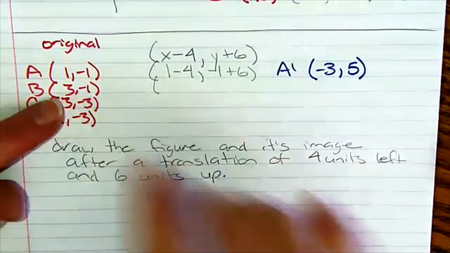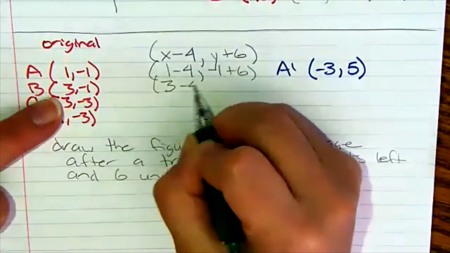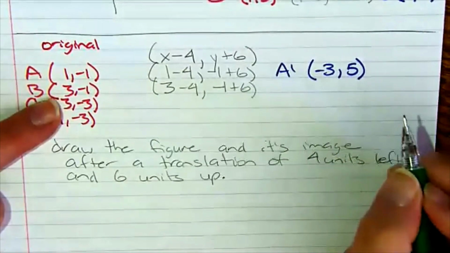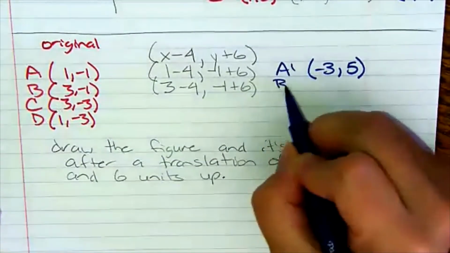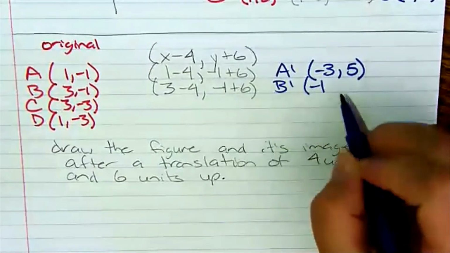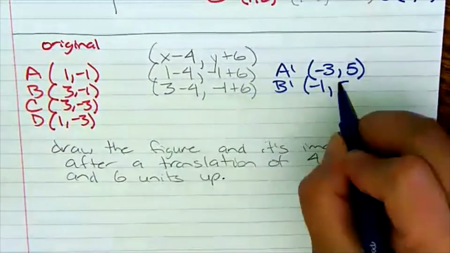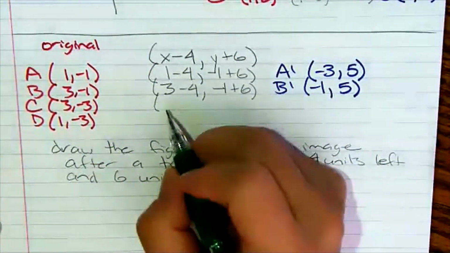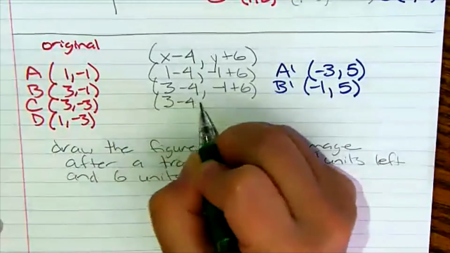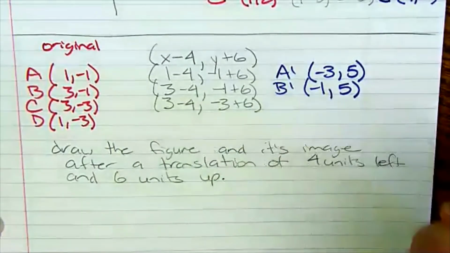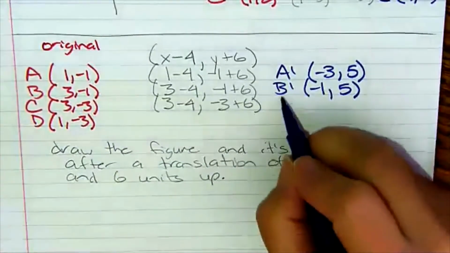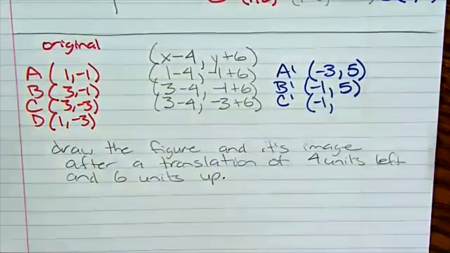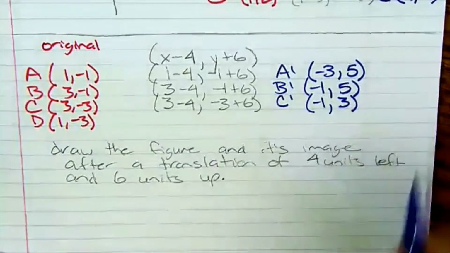Now let's substitute these points. 3 minus 4, -1 plus 6. So that's going to give us B prime. 3 minus 4 is -1. -1 plus 6 is 5. Okay, we're going to substitute 3 minus 4, -3 plus 6. And this will give us C prime. 3 minus 4 is -1. -3 plus 6 is 3.